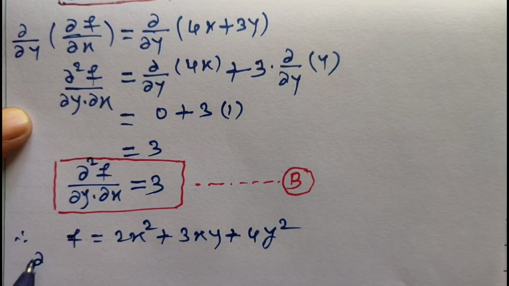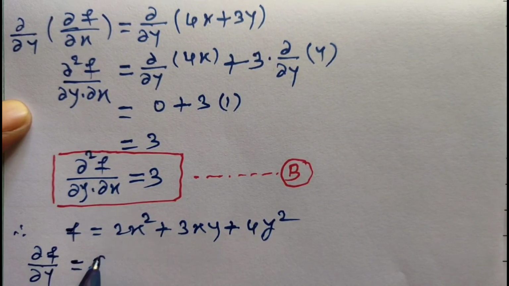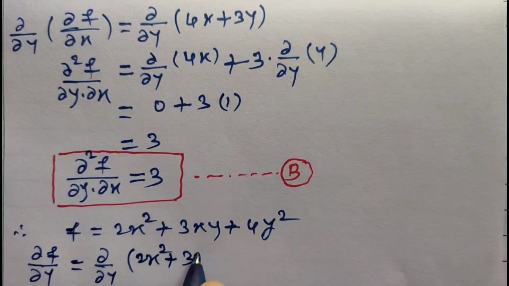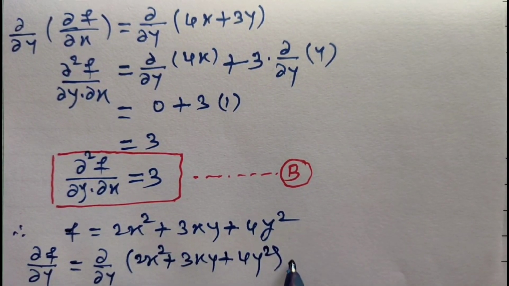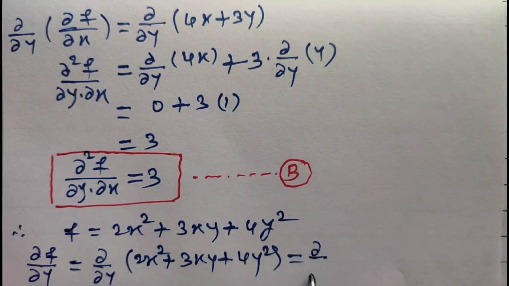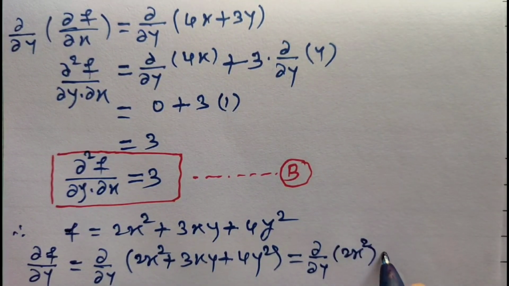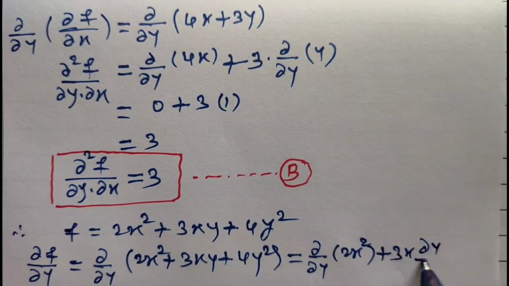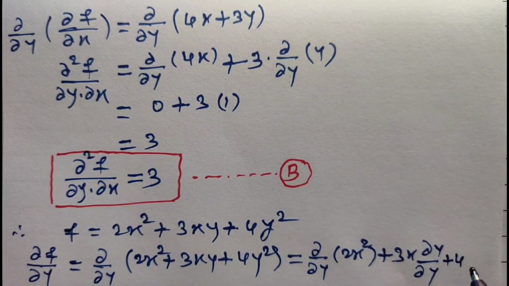Hence partial derivative of f with respect to y is equal to partial derivative with respect to y of the right hand side, that is 2x square plus 3xy plus 4y square. Now separately apply the partial differential operator on each term. Then partial derivative with respect to y, considering x and function of x as constant, so 2x square becomes a constant term, and 3x is a constant coefficient, 4 is a constant coefficient, so we can write partial derivative with respect to y of 2x square plus 3x into partial derivative of y with respect to y plus 4 into partial derivative of y square with respect to y.